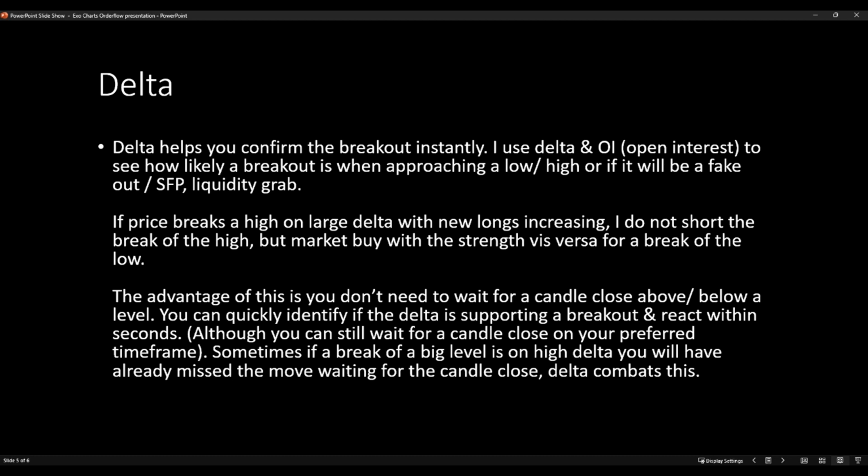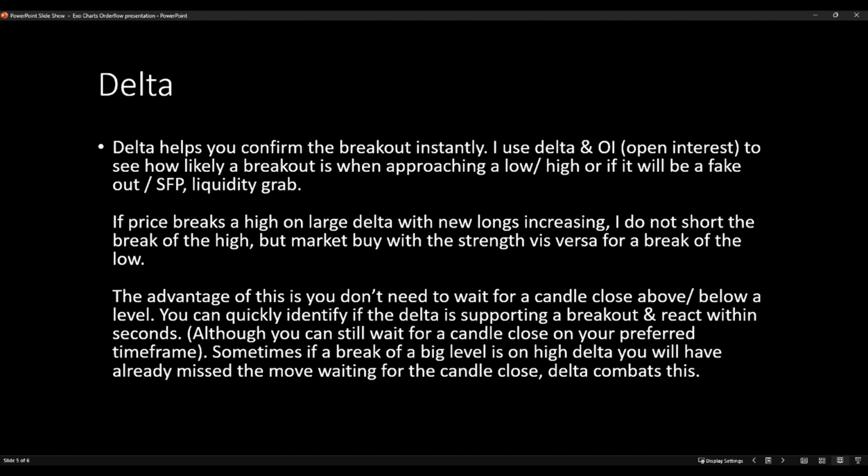So I use delta and open interest, OI, to see how likely a breakout is when approaching a low or a high. So if it will be a fake out, a swing failure pattern or liquidity grab, delta helps a lot, and you'll see in the examples when we get there what I'm talking about.